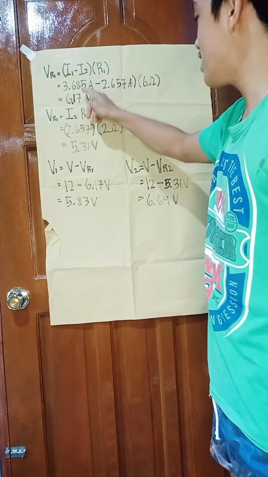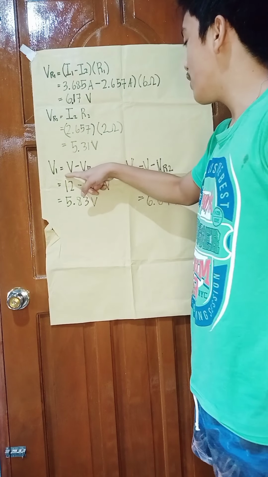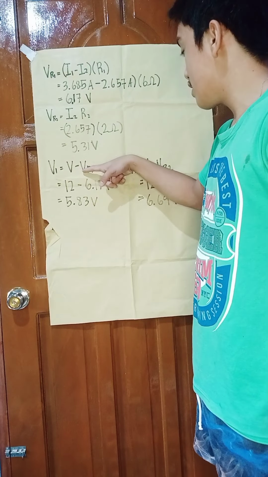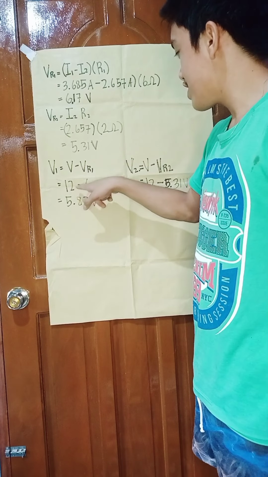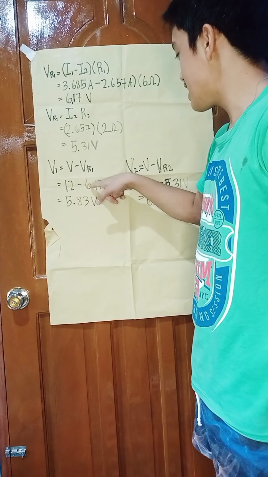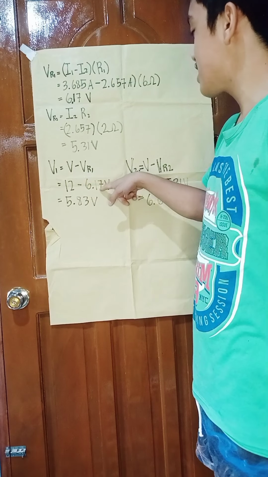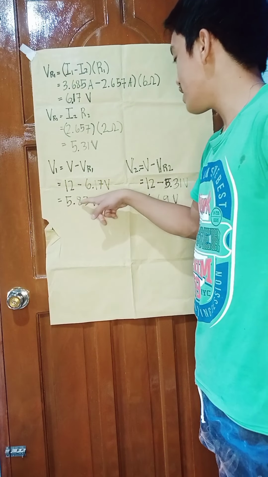So now we can solve the V1. So V1 is equal to the total voltage minus VR1. So total voltage is equal to 12 minus VR1, which is 6.17 volts, is equal to 5.83 volts.